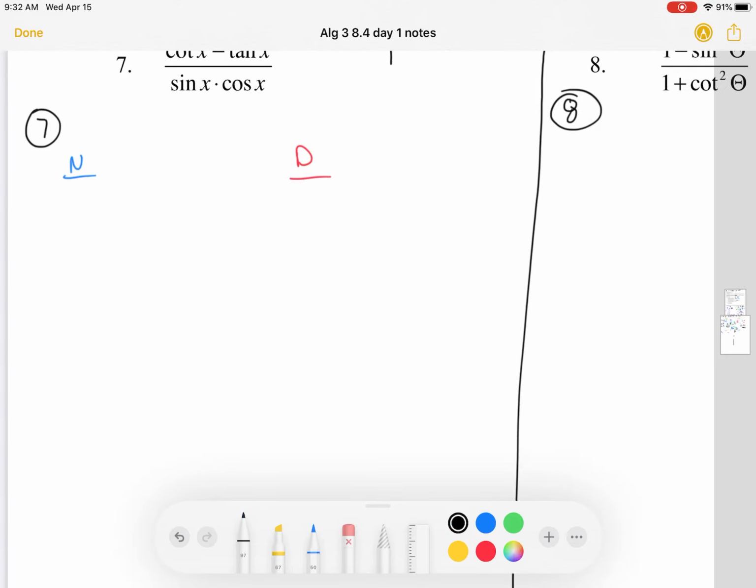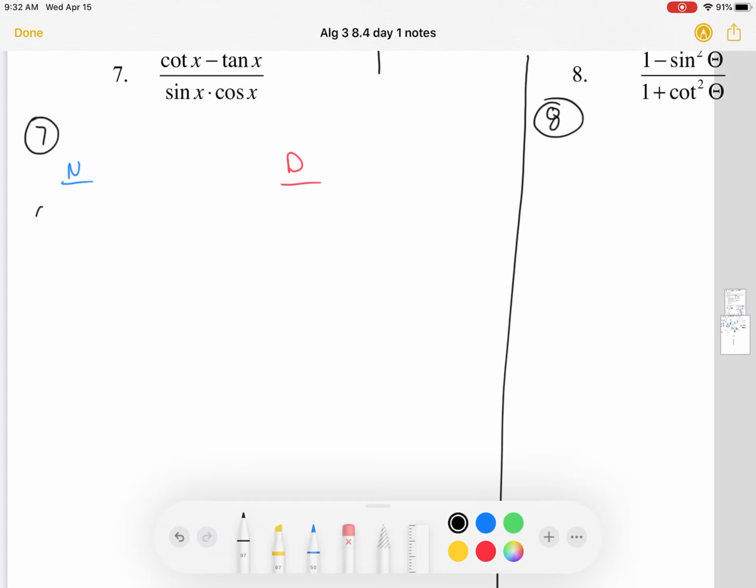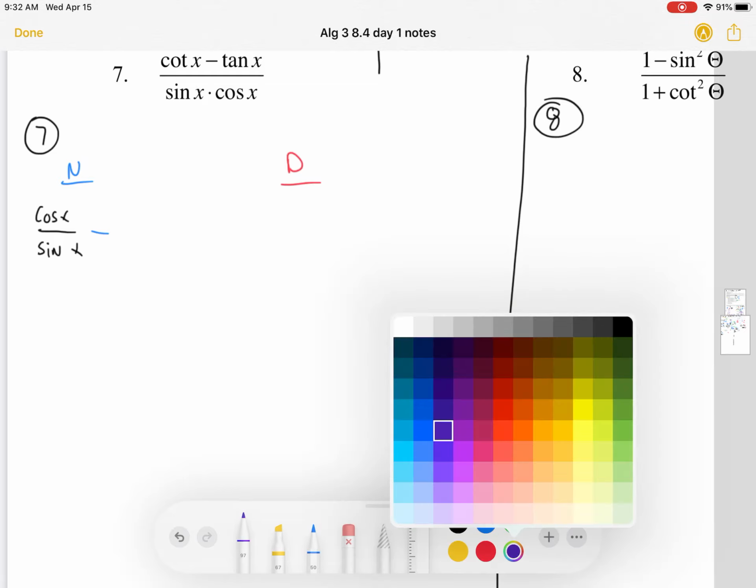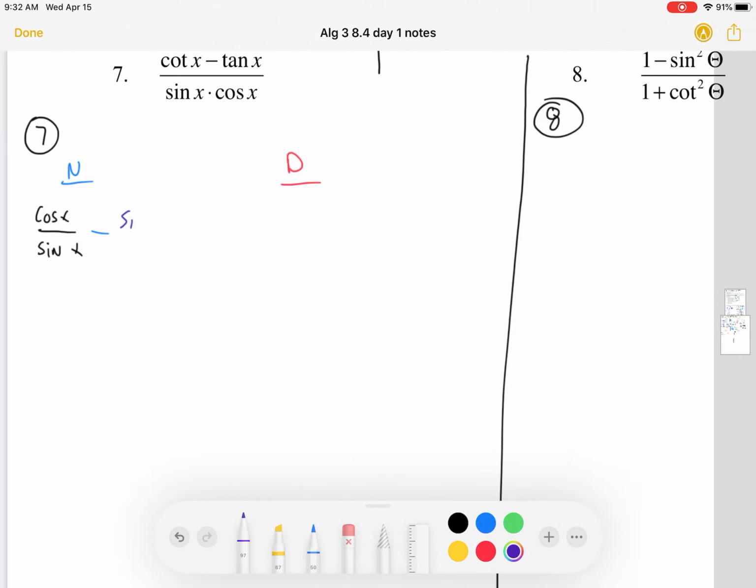So cotangent is really, let me try to color code again, cotangent is cosine of x over sine of x. Tangent is really sine of x over cosine of x. And again, we want to combine this into one fraction on top, so in order to combine these, we need a common denominator. Our common denominator is sine of x cosine of x.